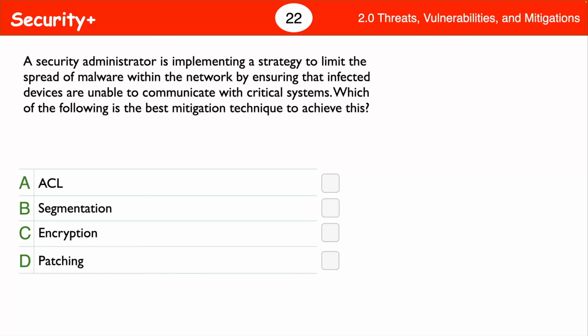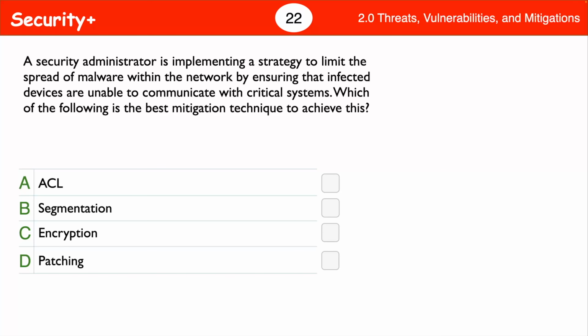All right, let's go ahead and point out the key phrases here. I would say there's two to pay attention to. The first one is limit the spread of malware. And the second is unable to communicate with critical systems. So now let's go through the process of elimination.